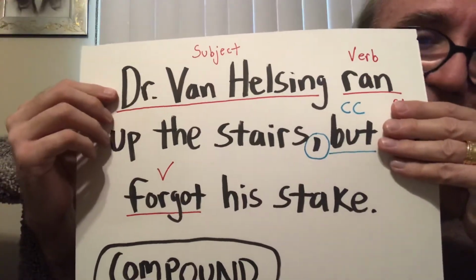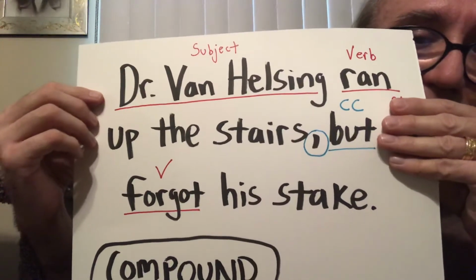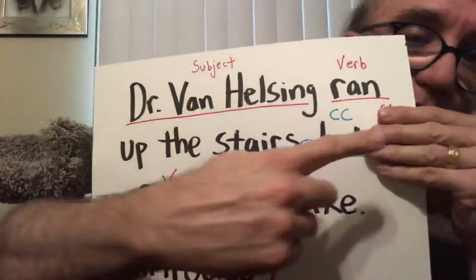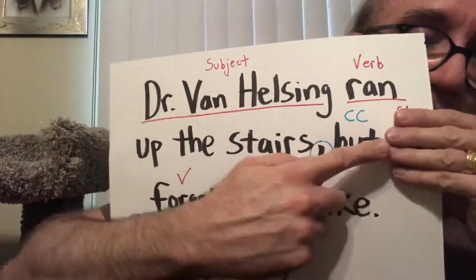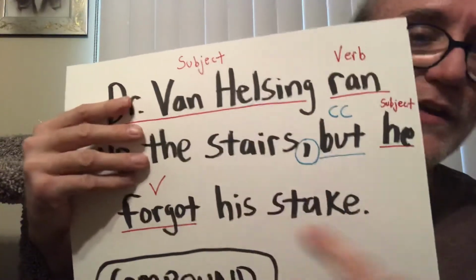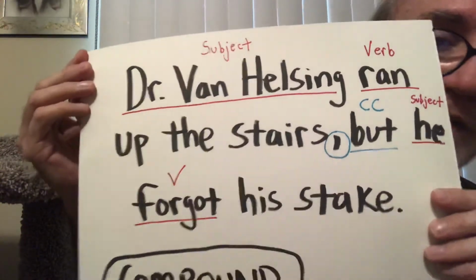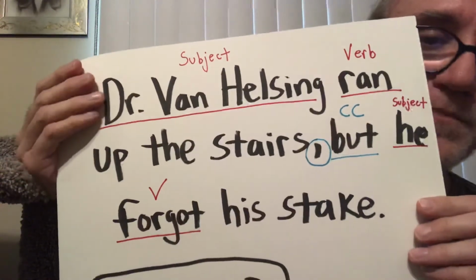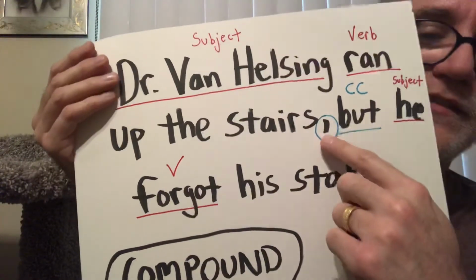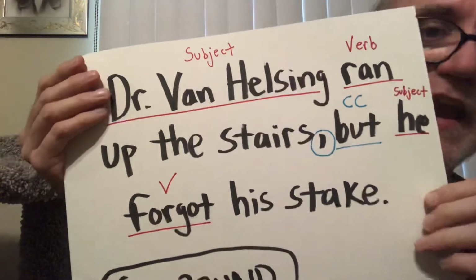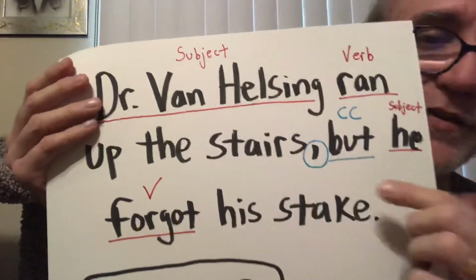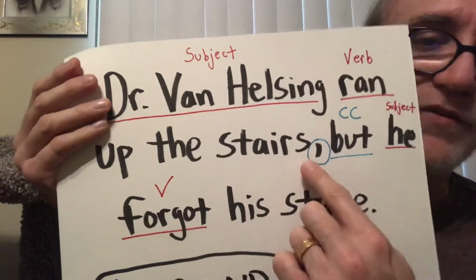So it would say, "Dr. Van Helsing ran up the stairs but forgot his steak." Like, that's still correct, but I wouldn't put the comma here then, because this isn't an independent clause. You only put the comma to separate the two independent clauses. Okay? So that's actually really important to remember. So when you have a compound sentence, that's one of the main reasons, like when you see a conjunction like and or but or or, if you have independent clauses on either side of the conjunction, then you have to have the comma there.